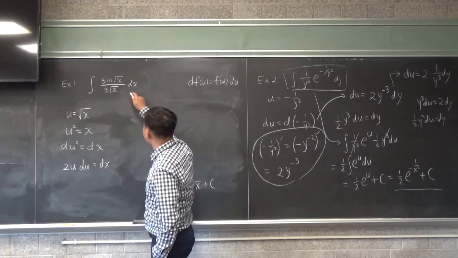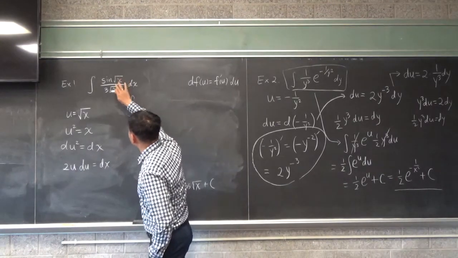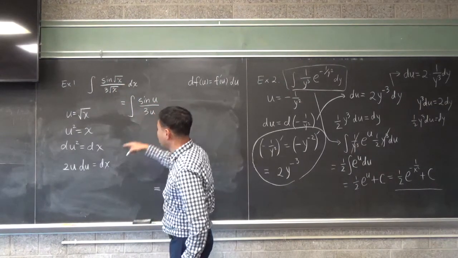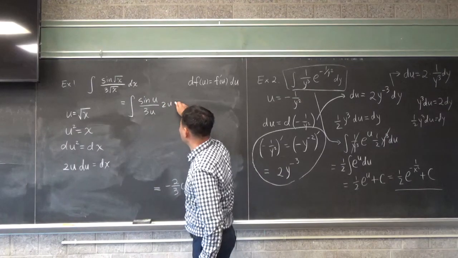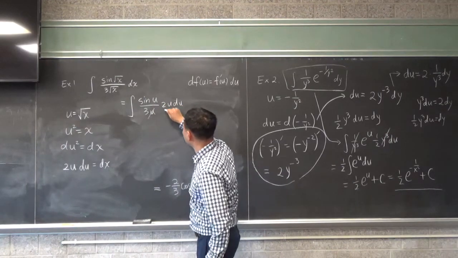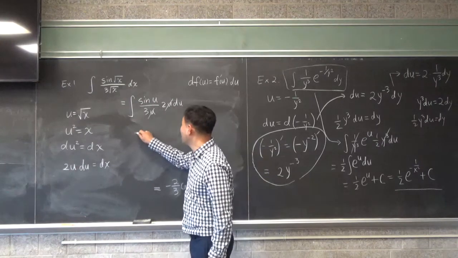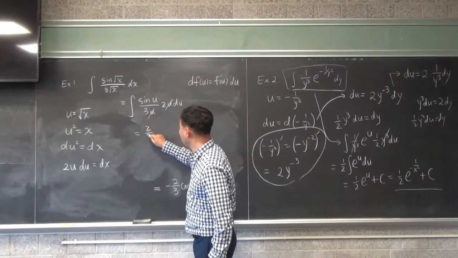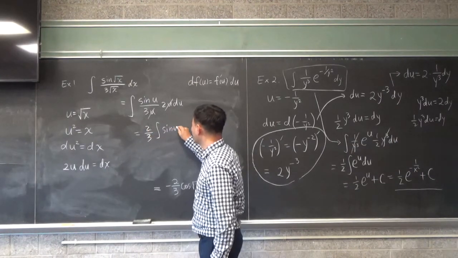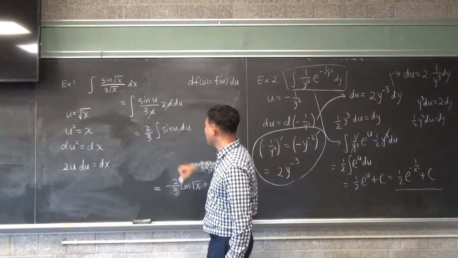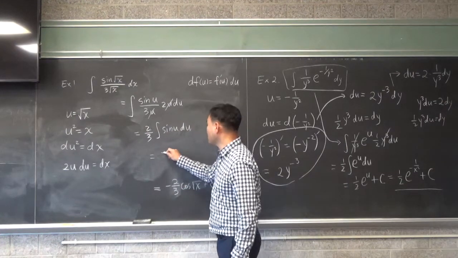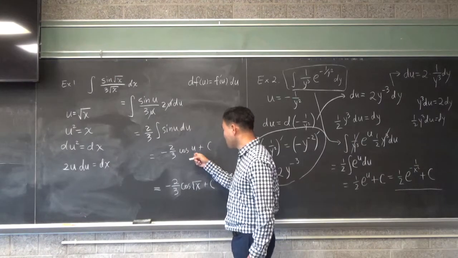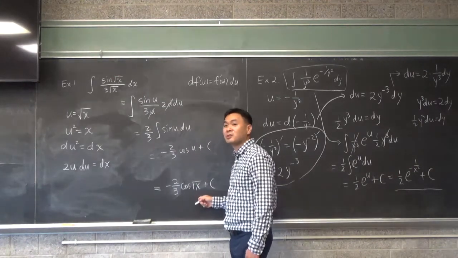And now let's change this. This is u, that's u, so it's sine of u over 3u, and dx is this 2u du, and already you see that this is what you're getting. 2 over 3, bring it out. 2 over 3. Sine of u du, and the antiderivative of sine of u is negative cosine. And then plug in square root of x, and you get the exact same answer.